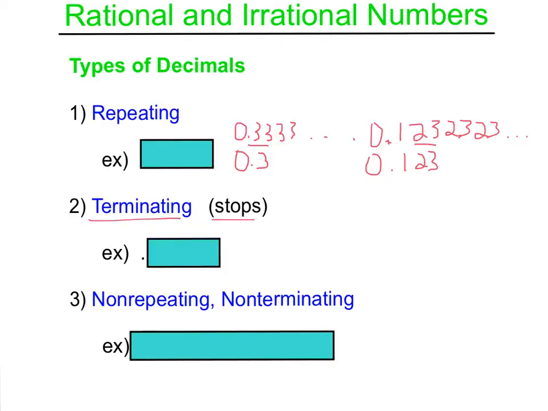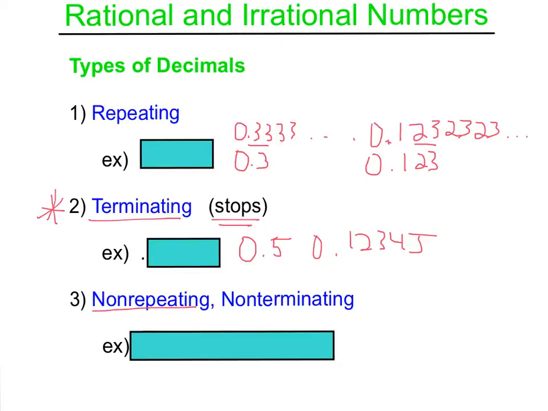Terminating decimals. To terminate means to stop. So 0.5 is an example of a terminating decimal. 0.1234 is an example of a terminating decimal. As long as it stops eventually, it's a terminating decimal.